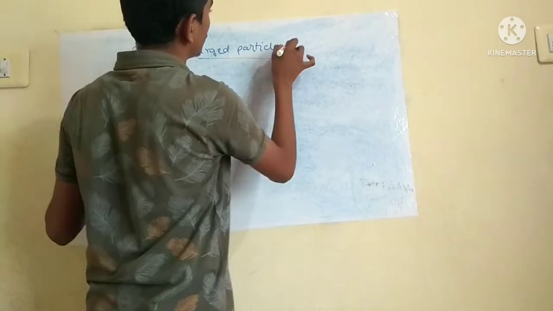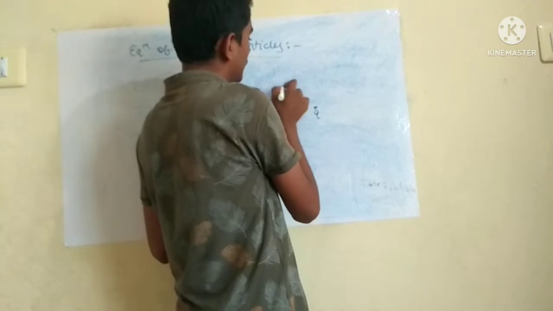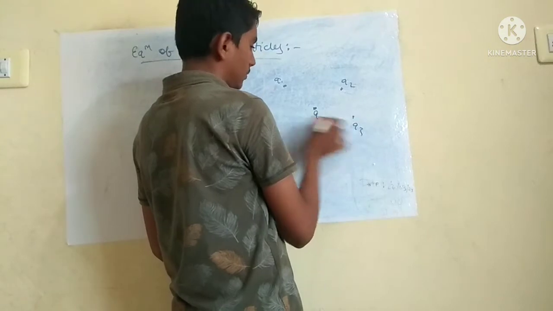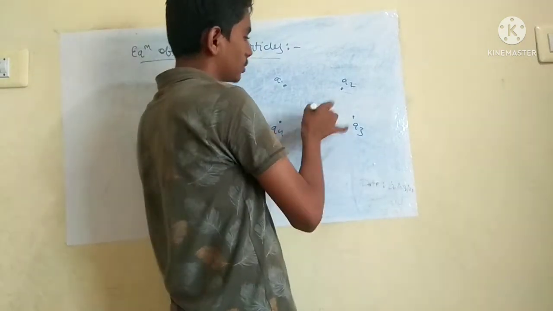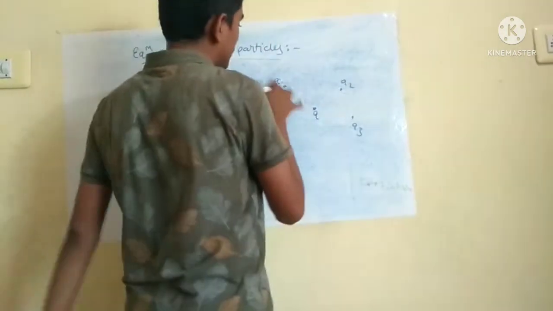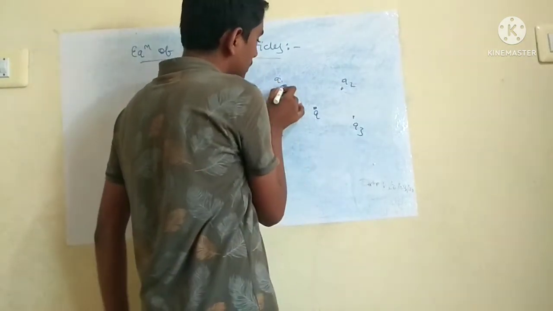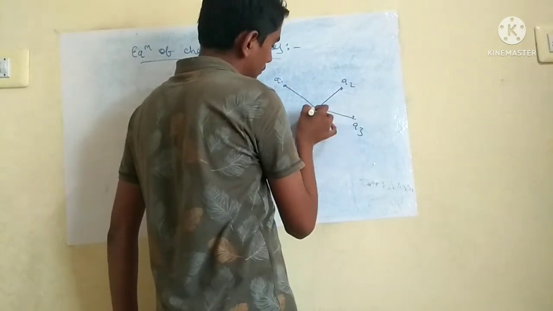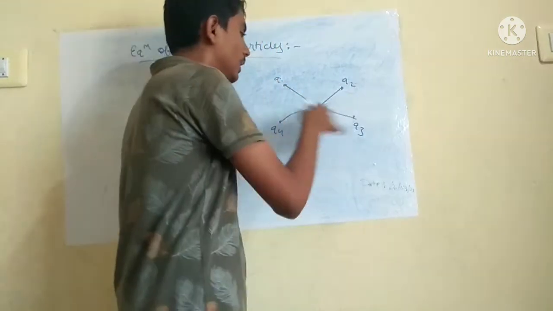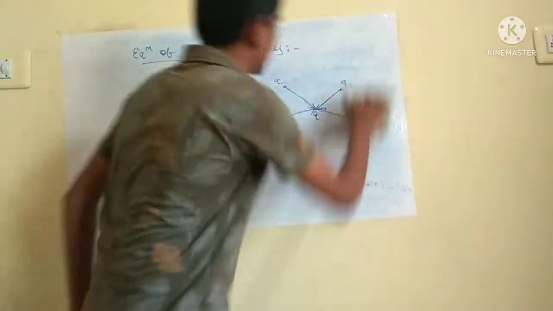Superposition principle. What it says: if any charge Q is here and Q1 here, Q2 here, Q3 here and some Q4 here, then the total electrostatic force on this Q will be equal to the vector sum of these forces due to individual charges. Due to this charge some force will be there, this charge also, this charge also. The sum of all forces will be the total force on Q. That is simple. So I skipped that concept.